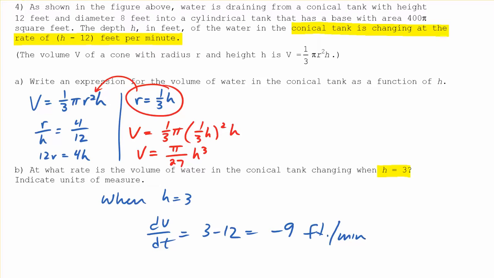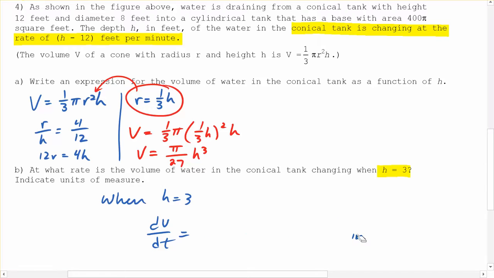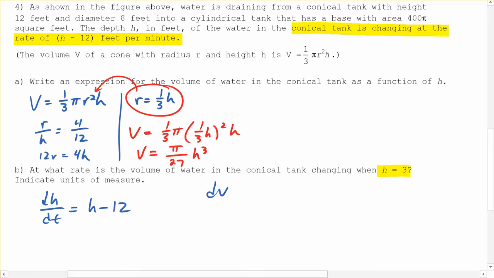What is this one asking for? Careful. Volume. We almost did it wrong here. This one's asking for volume. What does that give you? dh/dt. We know that dh/dt is h minus 12. This one's asking for what? dV/dt. So can you write dV/dt by taking a derivative right there?